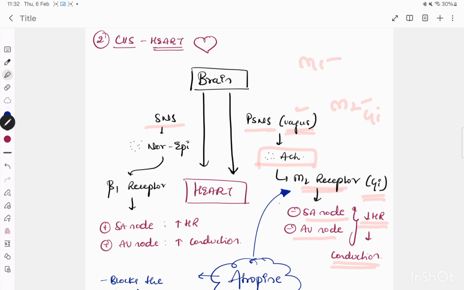Recall, where were M1 receptors present? M1, what do you need more? You need food or your love? Obviously we need food more. So M1 receptor was present on the stomach, and M2 receptor was present on the heart.